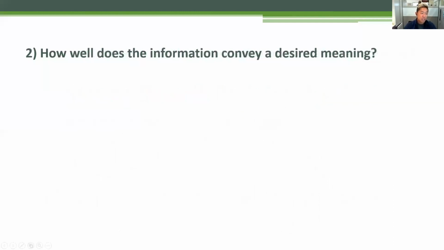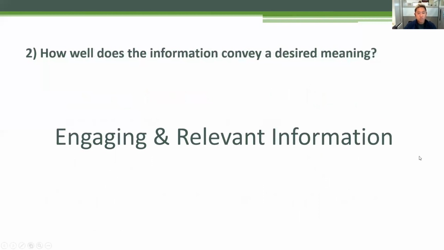Next, how well does information convey a desired meaning? So you want the information to be engaging and relevant. Essentially, if the participants don't really care about the information that you're sharing, they most likely are not going to be engaged, and it's not going to really matter to them. You want to make sure that who you're sharing this information with is interested in what you are sharing about.